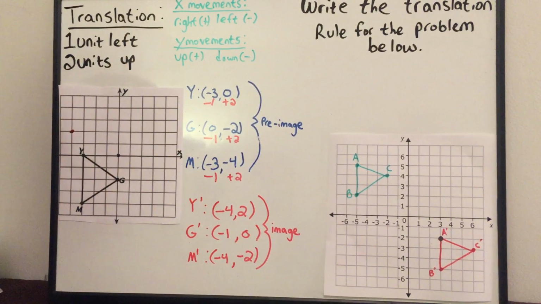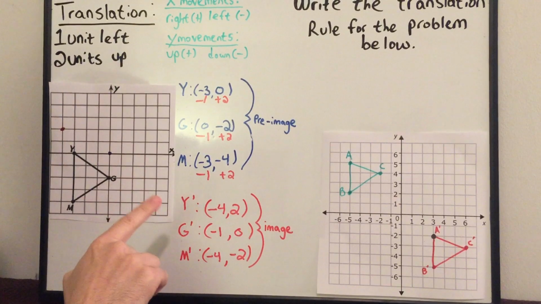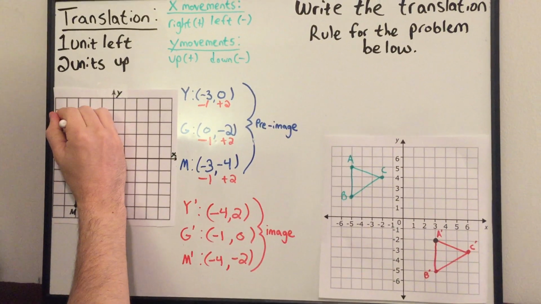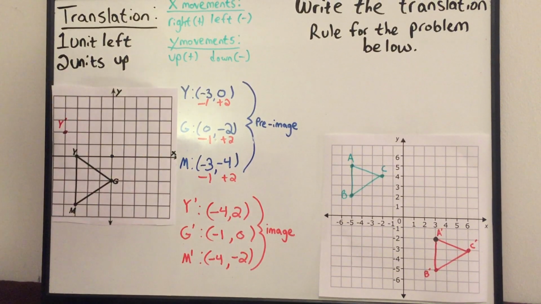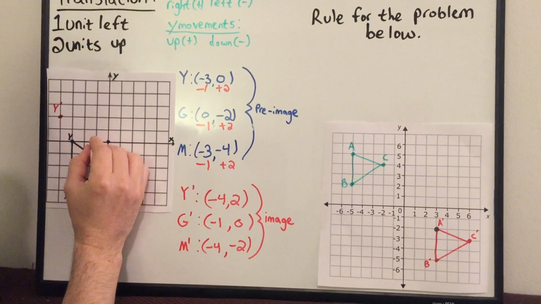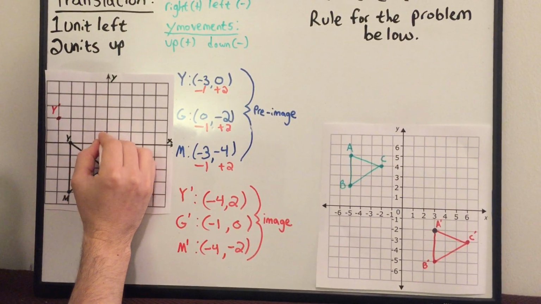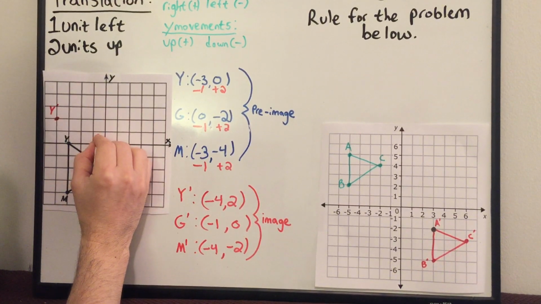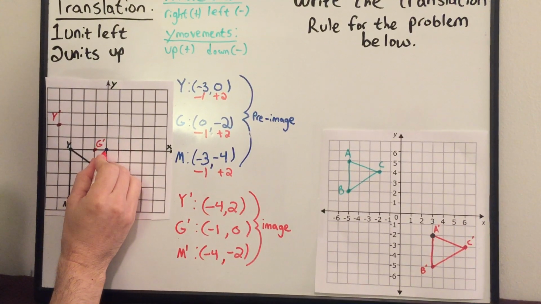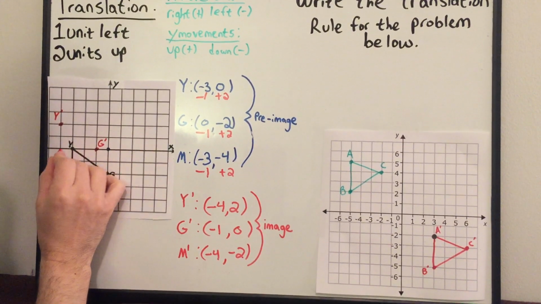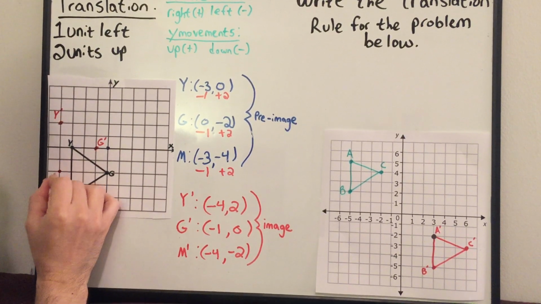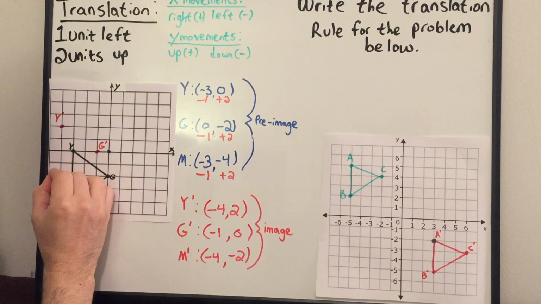Now watch this. I put my point, but I don't want to forget which point is what. So when you plot your point, also write down your y prime. And notice I put my little prime right there. Now I'm going to go back to the origin, go to -1, 0. And that is my G, but not just G, G prime. And then go back to the origin, we'll go -1, 2, 3, 4, down 2. And that will give me M prime.